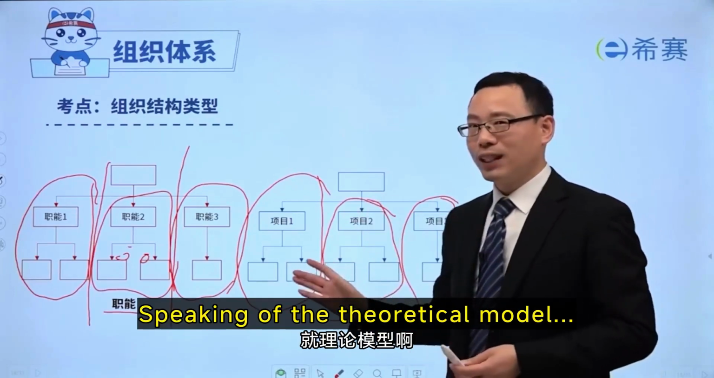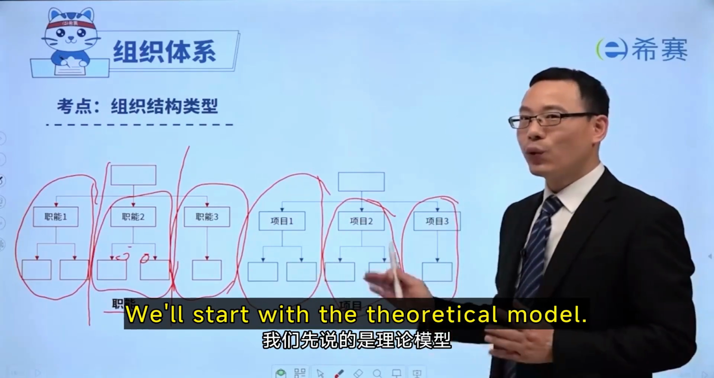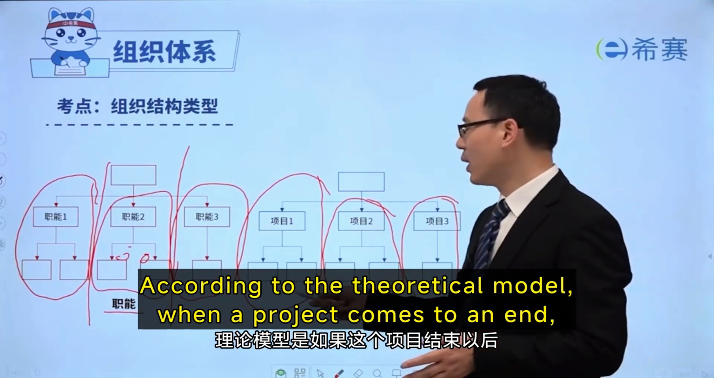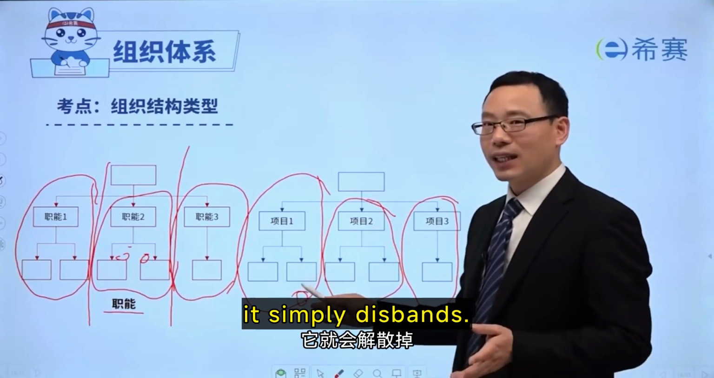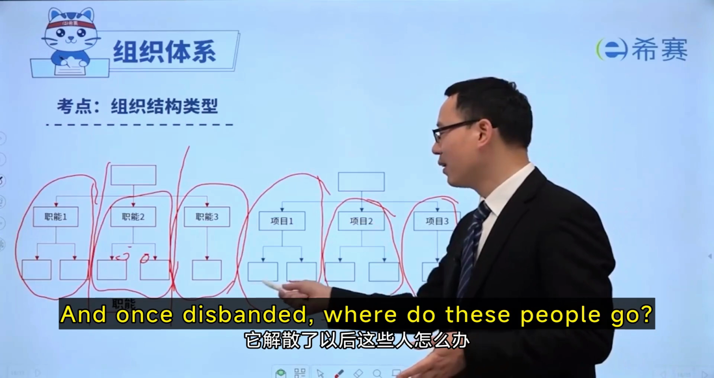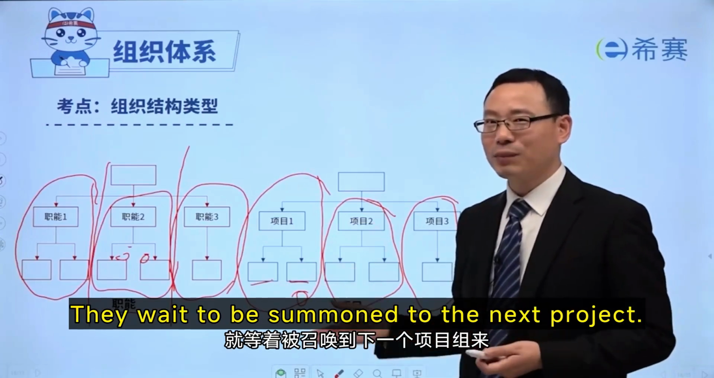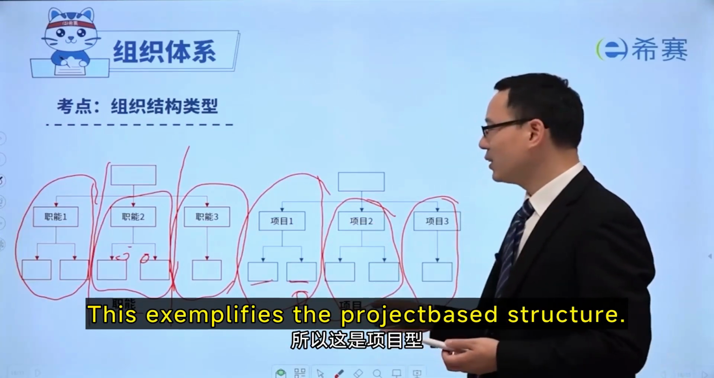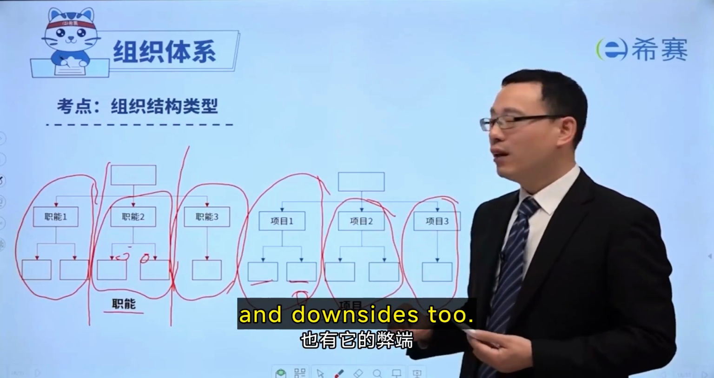Theoretically, let's look at the theory first. The theory is, once the project ends, will the team be disbanded? The team will be disbanded. What will happen to the team members? They'll wait to be assigned to the next project. So that's project-based. It has its own advantages and disadvantages.